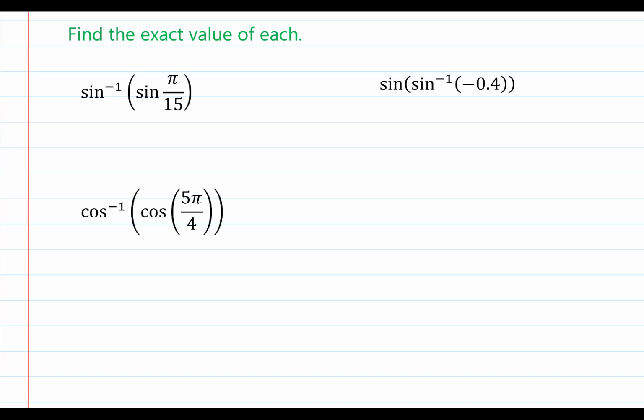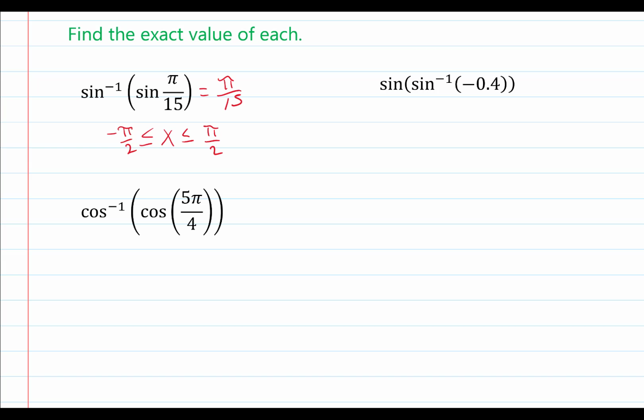Let's use this information to find the exact value of each expression. Let's start with inverse sine of sine of pi over 15. First, we must consider the restricted domain of the inside function, which is sine. We know that x must be greater than or equal to negative pi over 2, but less than or equal to positive pi over 2. Because pi over 15 is within that restricted domain, we can safely say that after simplifying, we will get pi over 15.